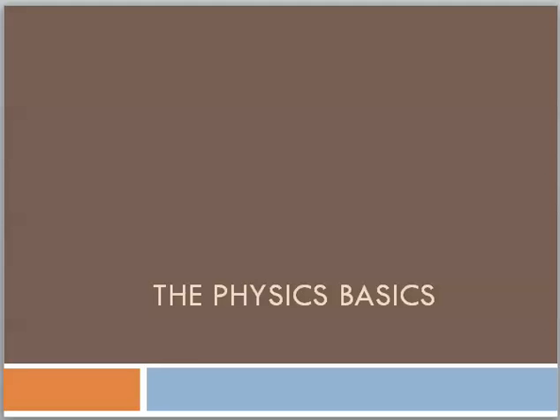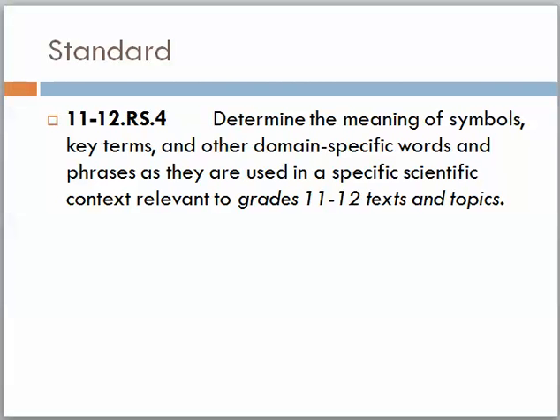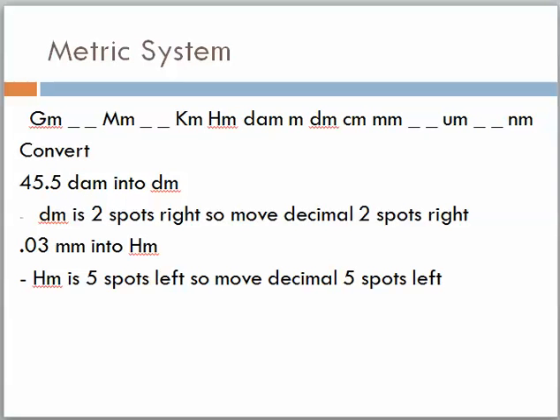But at any rate, today we're going to be talking about the metric system. This is the standard that we're going to be covering here, but specifically, the meaning of symbols or key terms or domain specific words or phrases is going to be the metric system. The metric system is a system based on 10, and it's really easy to convert in the metric system.